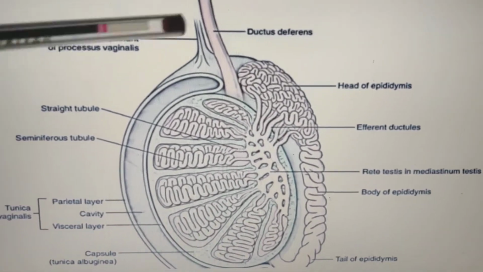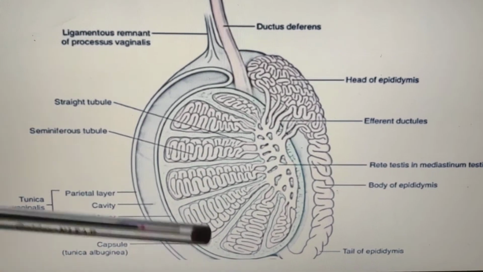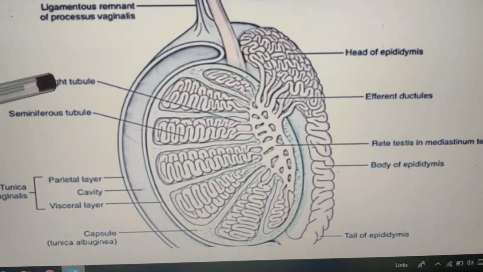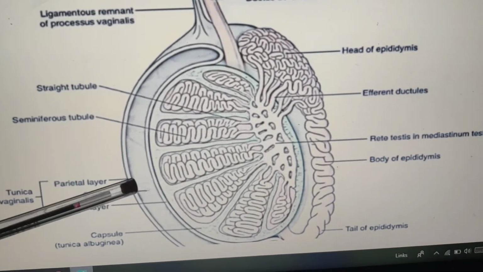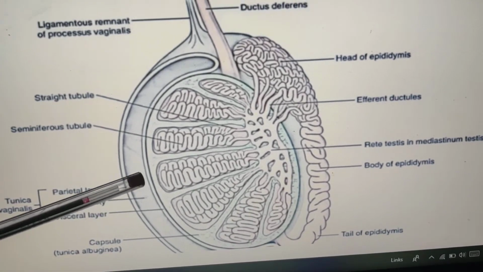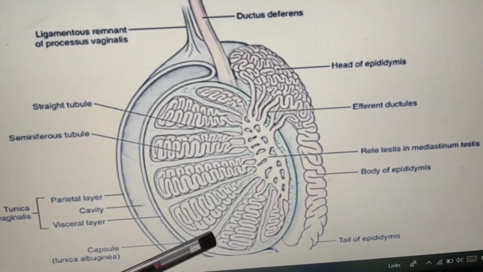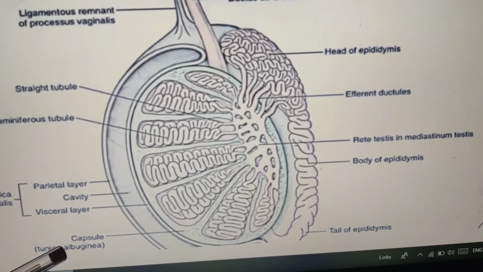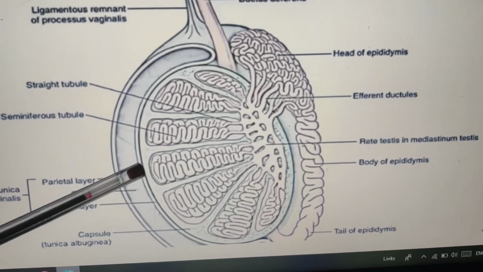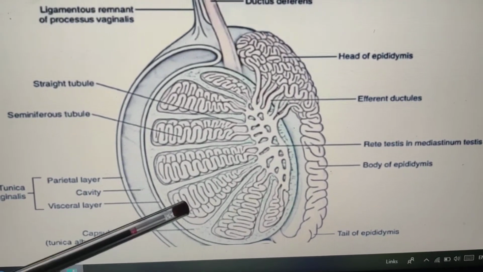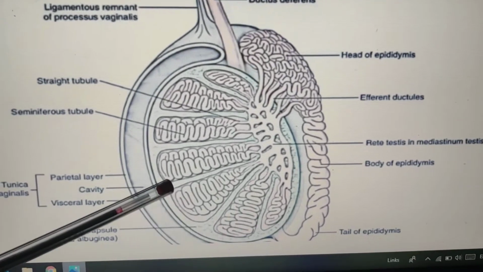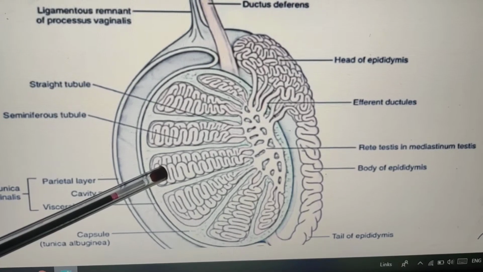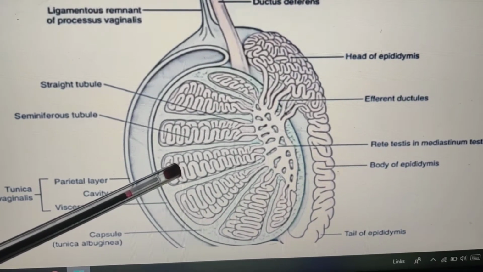We will see this through another diagram so that there will be no confusion. This is the outer wall, tunica vaginalis, and inner wall, tunica albuginea. Inside this structure, some compartments are present. Inside these compartments, highly coiled tubular structure is present, termed as seminiferous tubules.